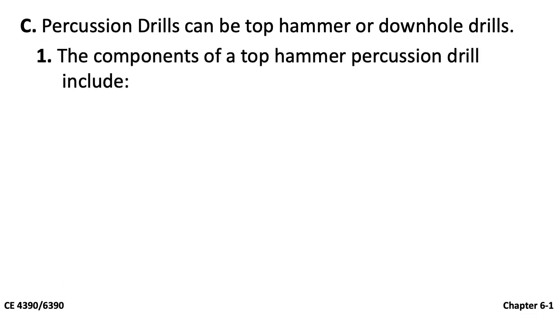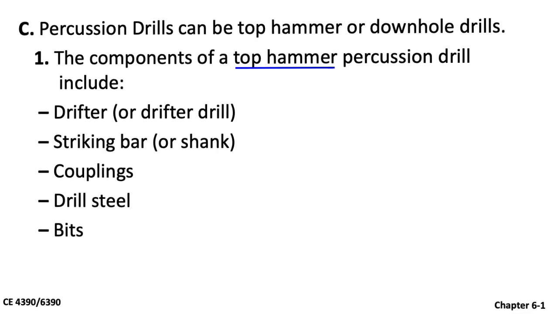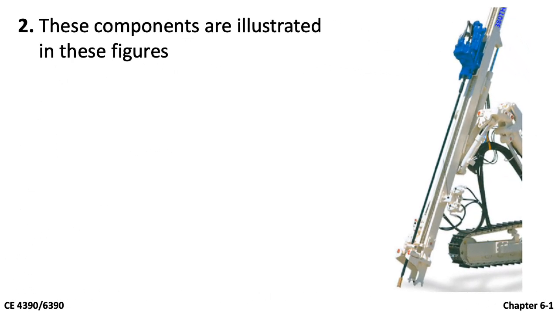Top hammer percussion drills include the following components: a drifter or drifter drill, a striking bar or shank, couplings, a drill steel, and bits. The figure here illustrates the components of a top hammer drill. The blue block here is a drifter, which serves as a hammer to generate the impact force. The striking bar is an extended part from the drifter.